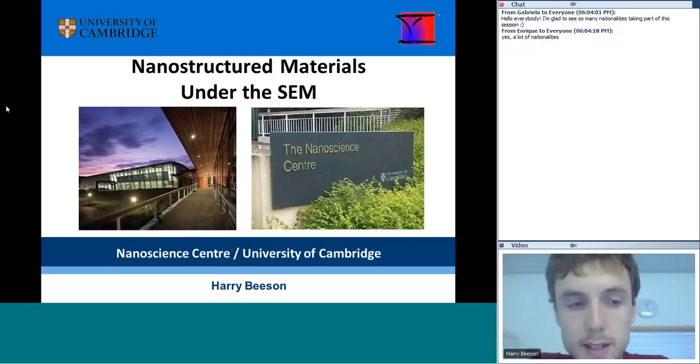One of the pieces of equipment that is most heavily used here is the scanning electron microscope, or SEM, and that's what we're going to be focusing on today. So I'll start by explaining what the SEM is, how it works, and then we'll move on to the sort of work that we use it for and what we use it to image.